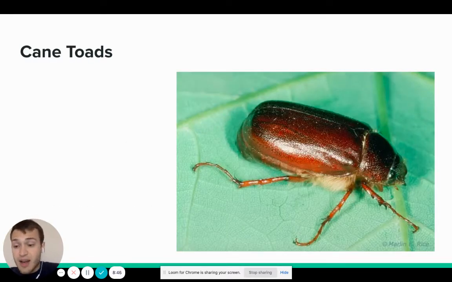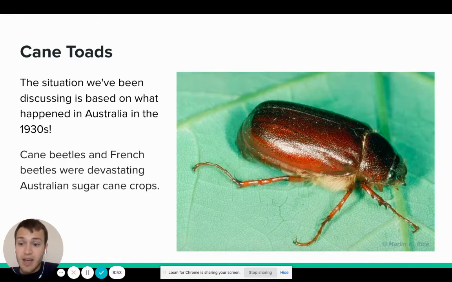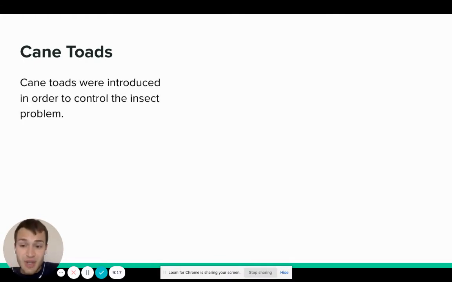And this is actually based on a real problem. The situation we've been discussing is based on what happened in Australia in the 1930s, when cane beetles and French beetles, which are both native to the ecosystem, were devastating Australian sugar cane crops. Sugar cane is kind of like a really thin tree, and that's what we make sugar from. This was an important crop especially in northern Australia. So farmers or the local governments introduced cane toads in order to control the insect problem.